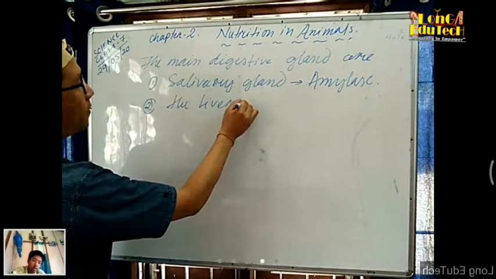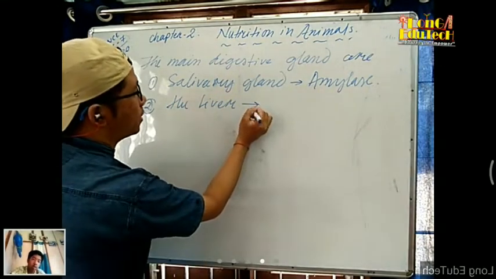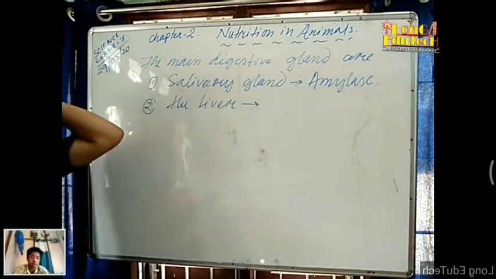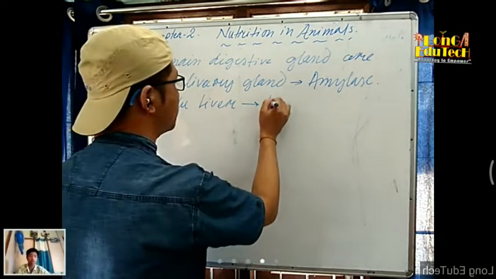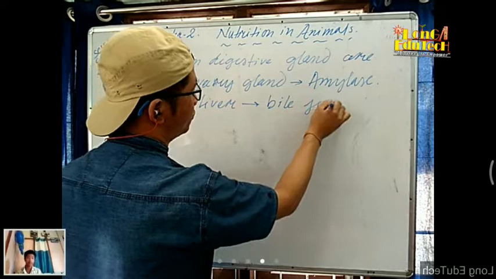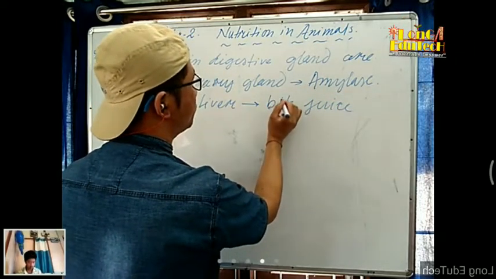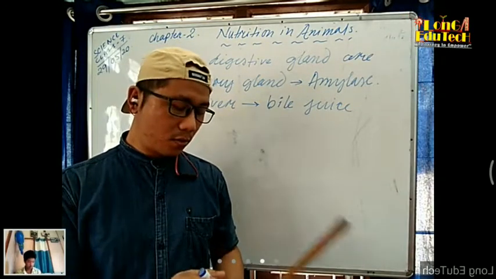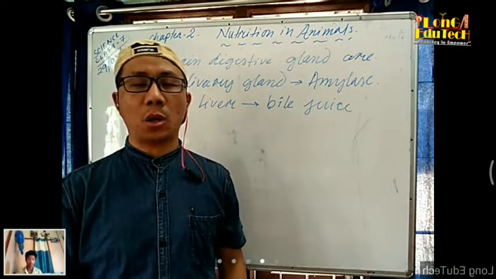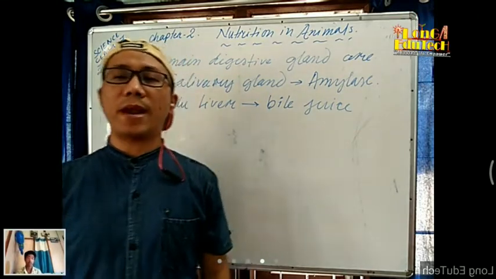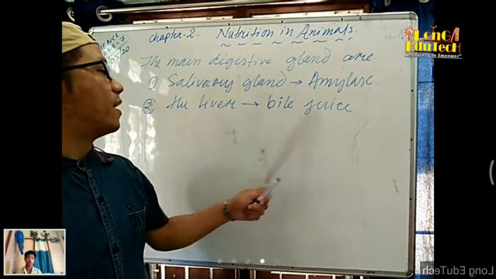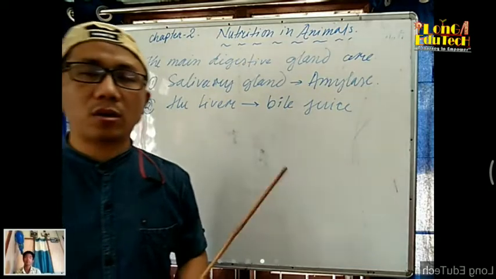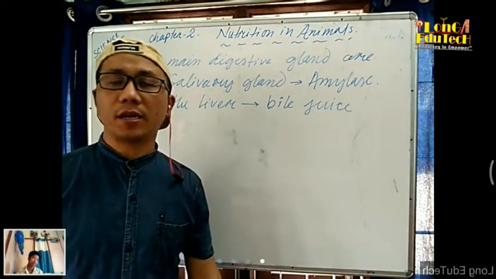From the liver, what is produced? Bile juice, B-I-L-E, bile juice is produced. And this bile juice is stored in the gallbladder. You must have heard of the gallbladder, right? In the gallbladder, this bile juice is stored. Both are important digestive juices.